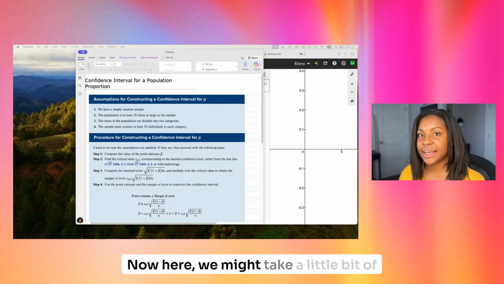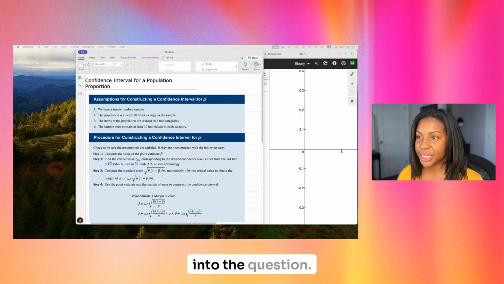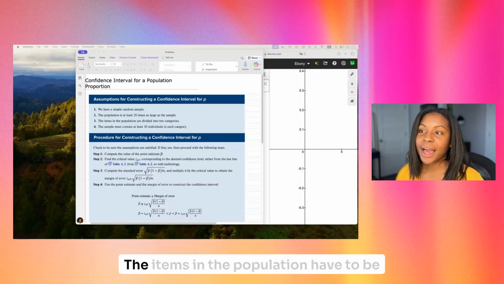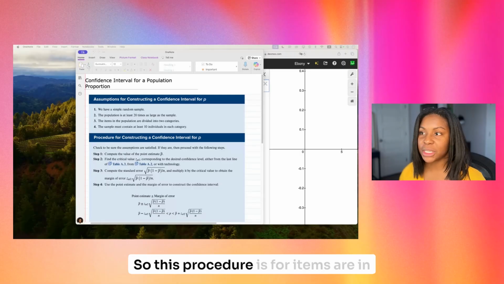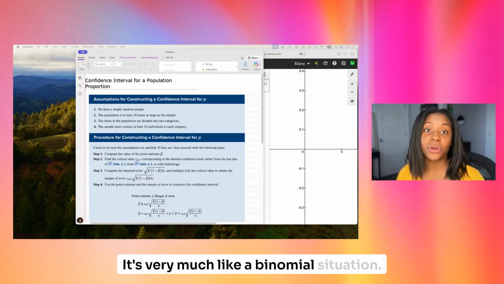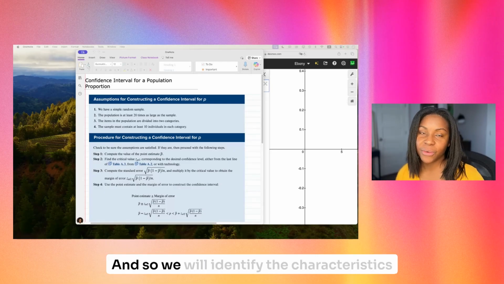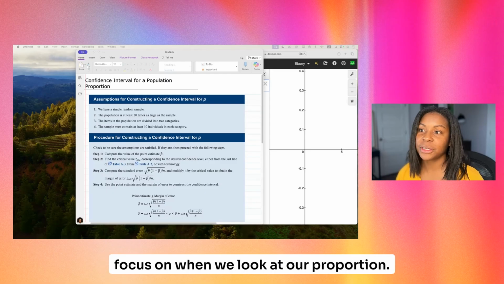Now, here we might take a little bit of liberty based off of knowledge we're bringing into the question, but we'll talk about that a little bit more when we get to the example. The items in the population have to be divided into two categories. So this procedure is for items that are in category one or they're not. It's very much like a binomial situation. Either it's here or it's not here. And so we will identify the characteristic that we care about, and that will be what we focus on when we look at our proportion.